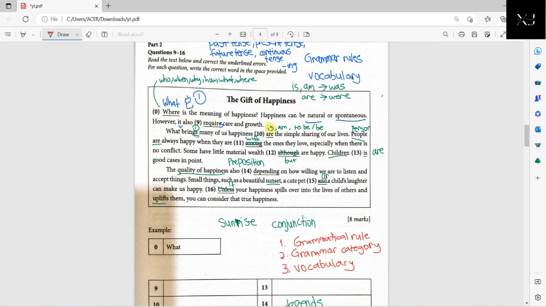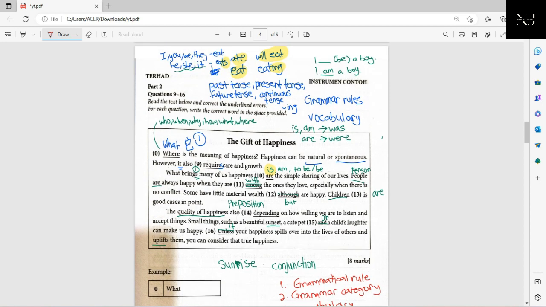Wow, weird pause there, but never mind, let us continue. Requires care and growth. Again, because it's just one thing, we need to have an S. For example, we say he is one person, right? We say he eats, right?